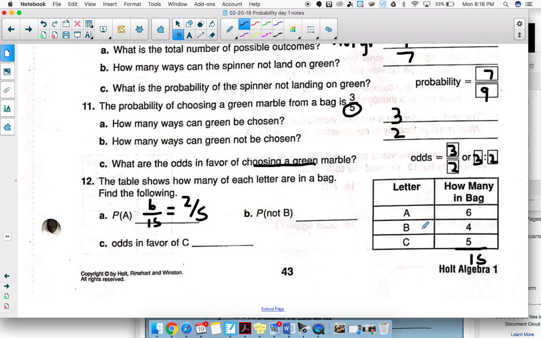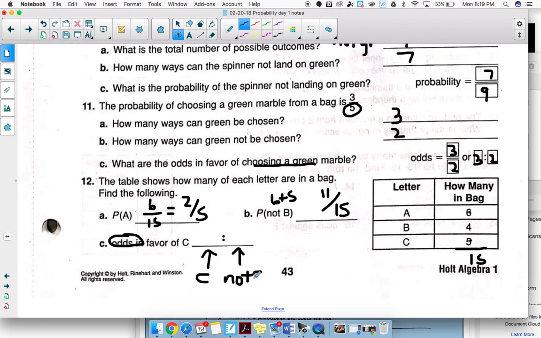Probability of not B. Well, it looks like we have a 6 and a 5 that are not B. So if we add those, probability would be the part that applies to the situation. So 11 are not B out of a total of 15. Now again, this is odds, so that's different. Odds will be whatever they describe will go here. So this will be the amount that are C, and this will be the amount that is not C.